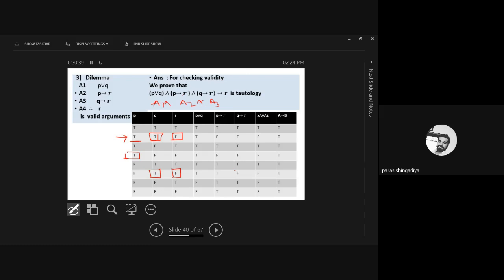So here I consider this way to check the direct answer. X means A1, Y means A2, and Z means A3. And in the next column, I have checked X and Y and Z. Clear?